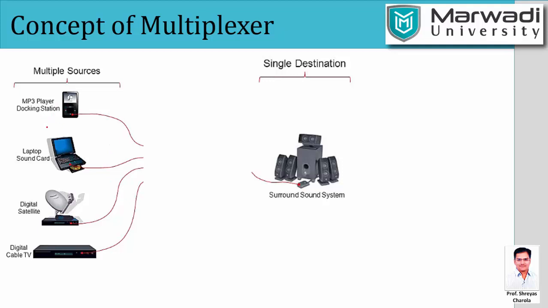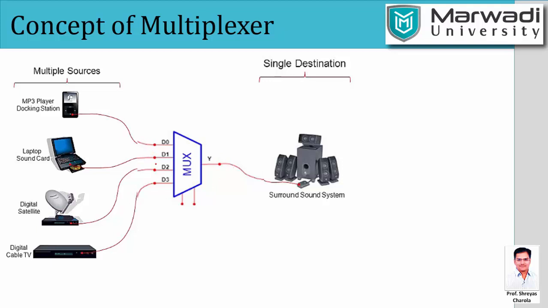These are the applications: the MP3 player, laptop sound card, digital satellite, cable. There is only one output, that is a sound system. So any one of the applications should be able to connect to the sound system. So I must require a multiplexer. That means all these four wires are connected to the input side and there is only one output.